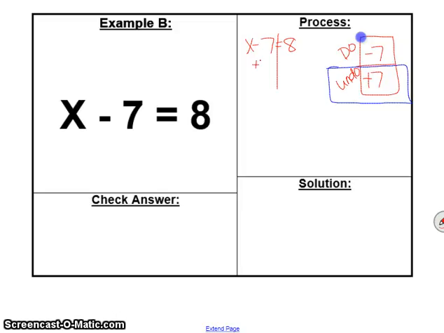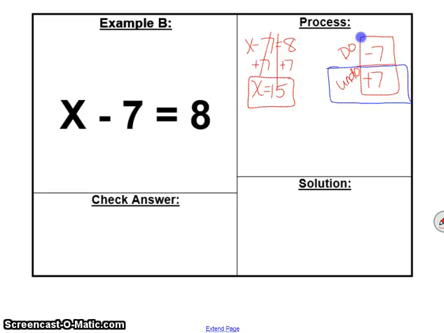And I want to add 7 to this side, and I want to add 7 to the other side. Negative 7 plus 7 gives me 0, so those cancel each other out. I'm left with x is equal to 8 plus 7, which gives me 15. But I need to double check.